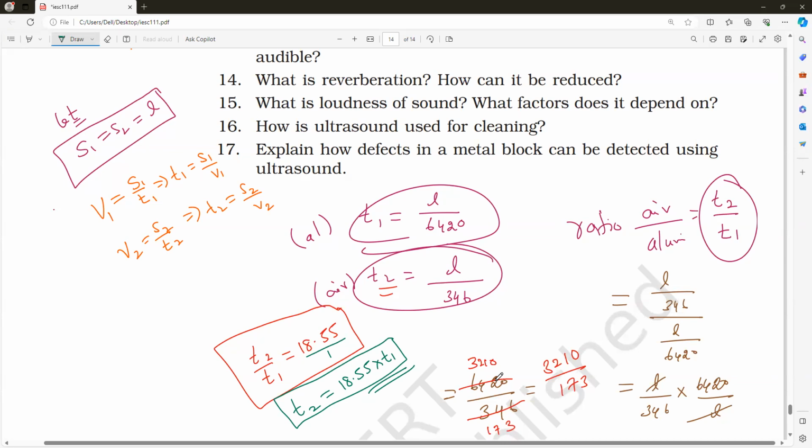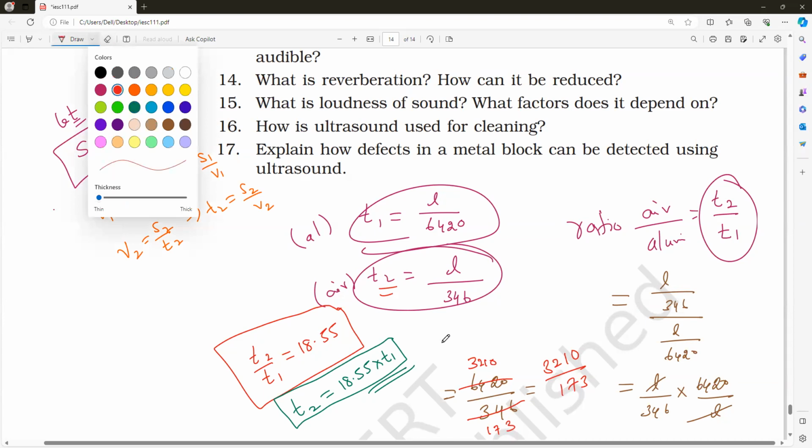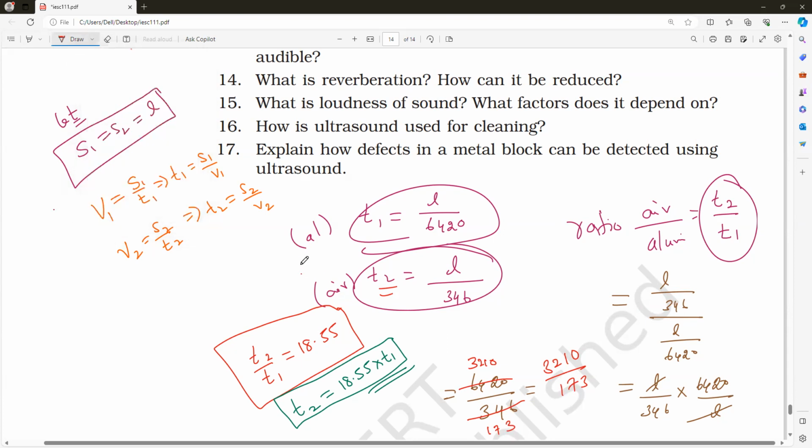Tell me, what is your doubt? Ratio means we can say this is the factor, that's all. If you are getting any fraction here itself, instead of 18.55, you can write that also. Nothing wrong. So, very important question. Values also you have to learn.